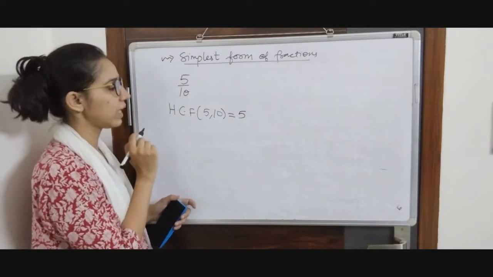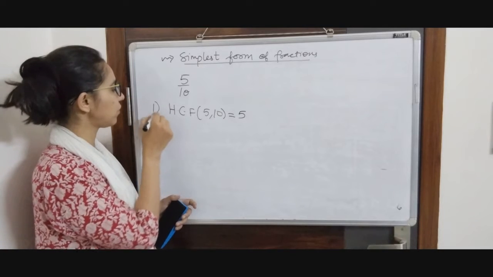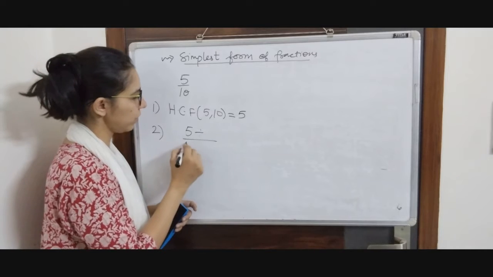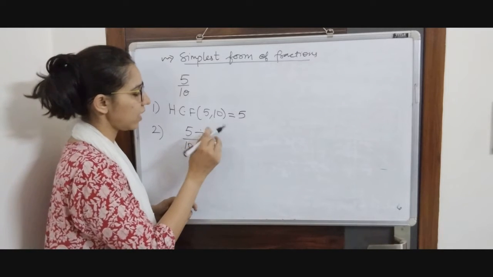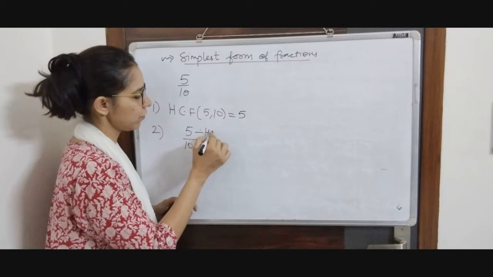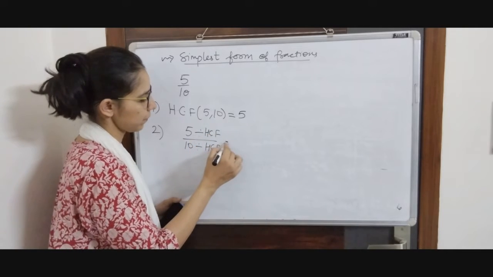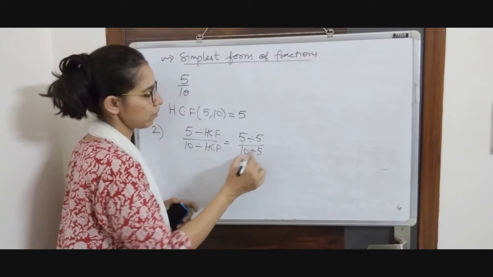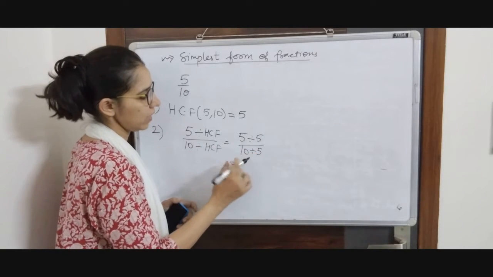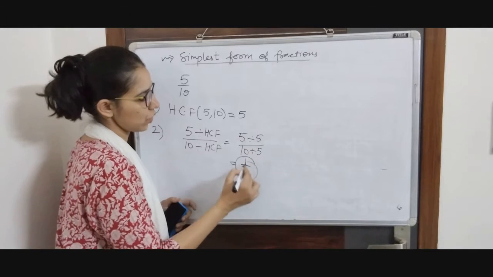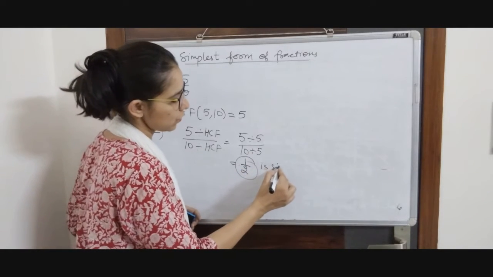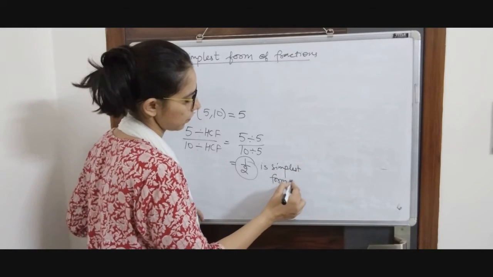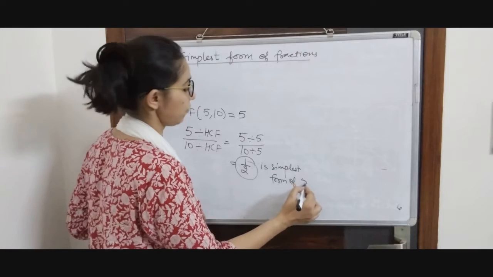First step is to find the HCF. Then second step is to divide the numerator and denominator both by the HCF, which is your 5. So you will get 5 by 5, 10 by 5, which is equal to 1 by 2. So 1 by 2 is the simplest form of 5 by 10.